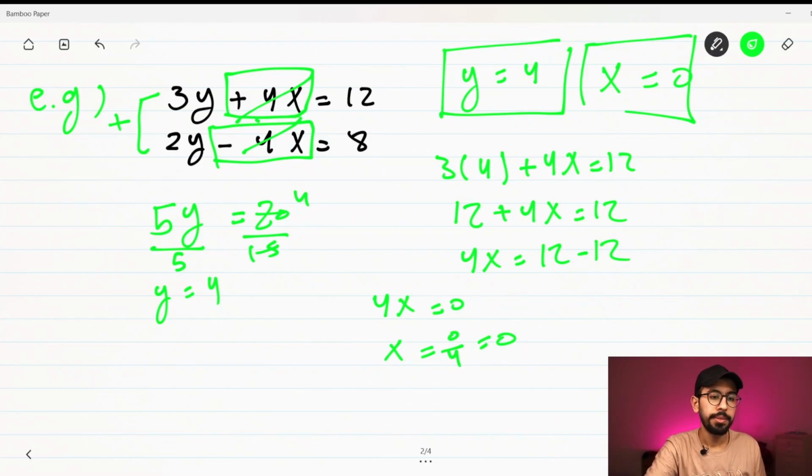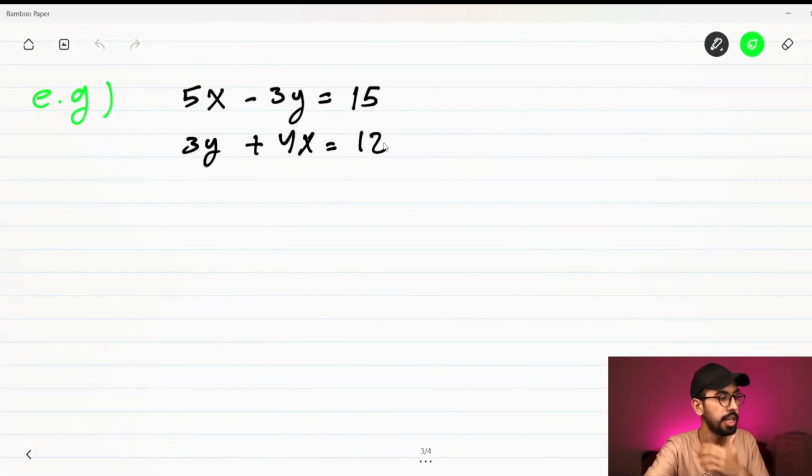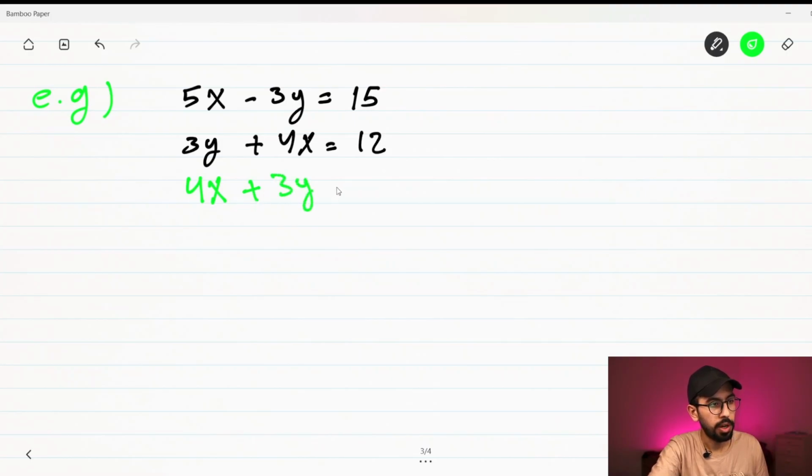Let's take another example. In this example, we have 5x minus 3y equals 15, and 3y plus 4x equals 12 in the second equation. It is a little bit messy. We need to reform the second equation to look like the first one, so that we can add the two equations perfectly. So the equation will be like this: 4x plus 3y equals 12. It's the same as the first one, it's just reformed.